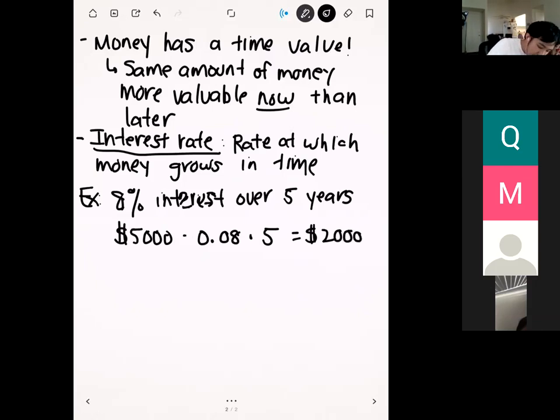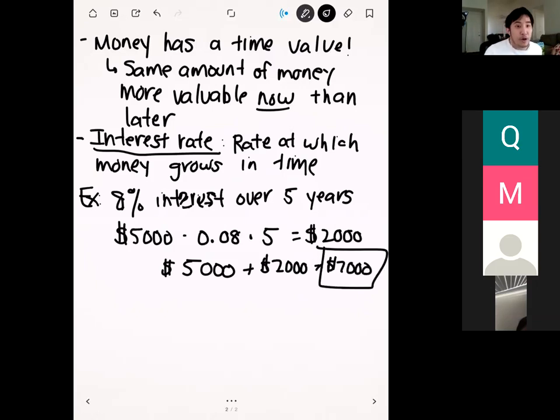And so to add it all up, we have 5,000, which is our original principal, which is going to be paid back, plus the 2,000 we made in interest. And so the amount of money that we're going to get in 5 years is going to be $7,000. Okay. And again, this example that we did here was an example of simple interest where you compute your interest payments just based off your original principal.